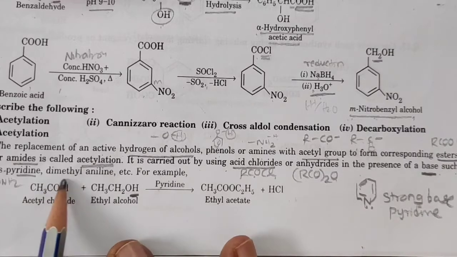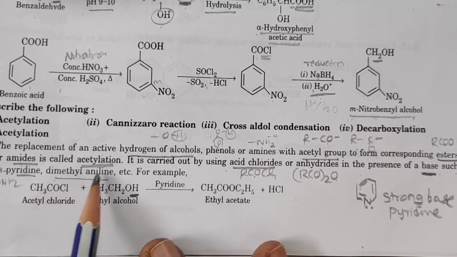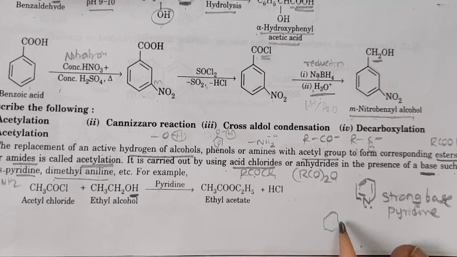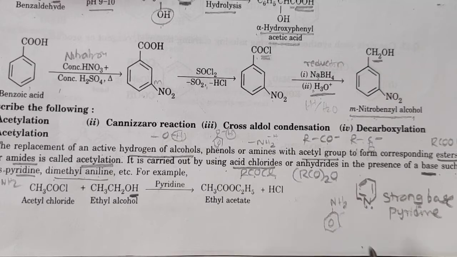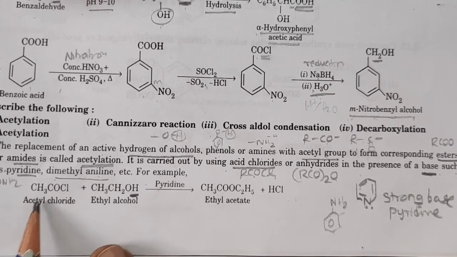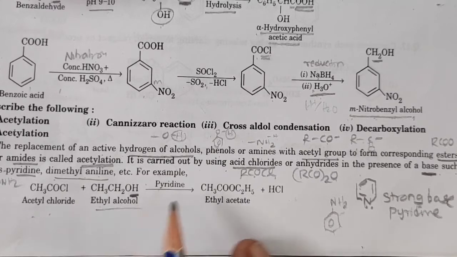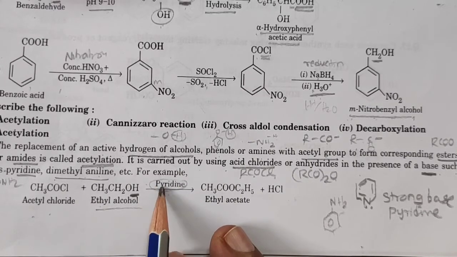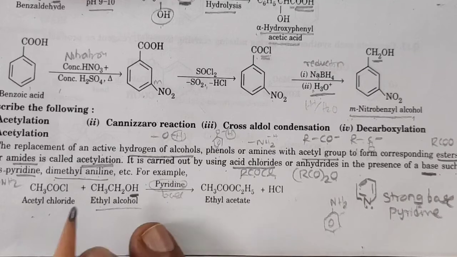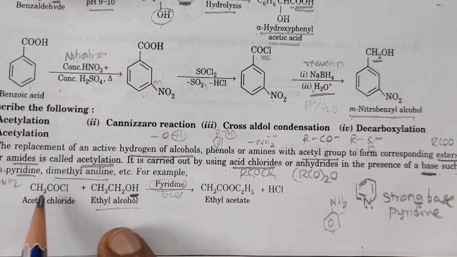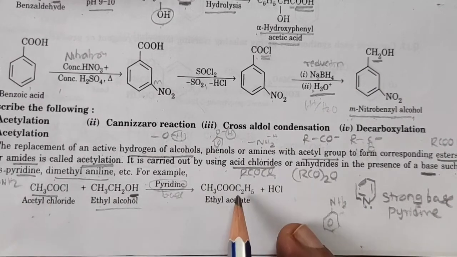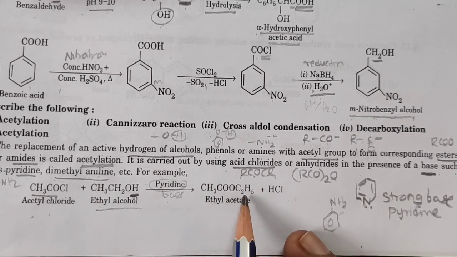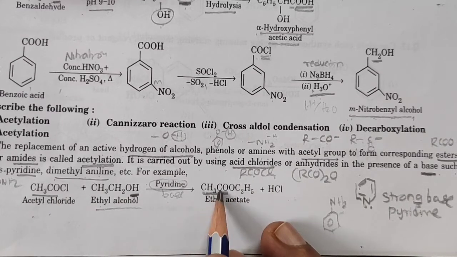So pyridine, dimethyl aniline. Aniline means on the benzene ring an NH2 group, and dimethyl means two methyl groups here and here. Now for example, acetyl chloride when treated with ethyl alcohol in presence of pyridine, pyridine is used as a base. What will happen? This H will be replaced by CH3CO group, that is, instead of this H, CH3CO will come here.